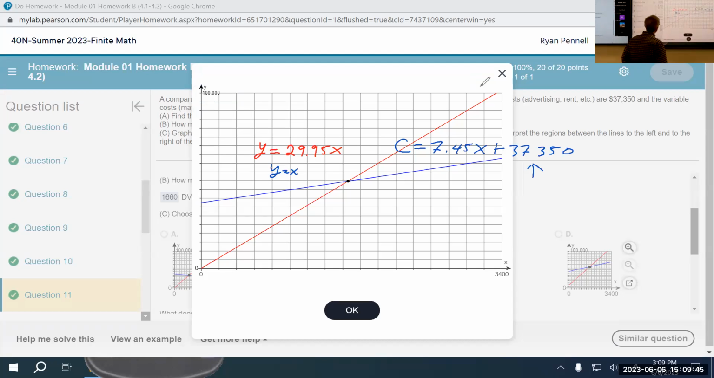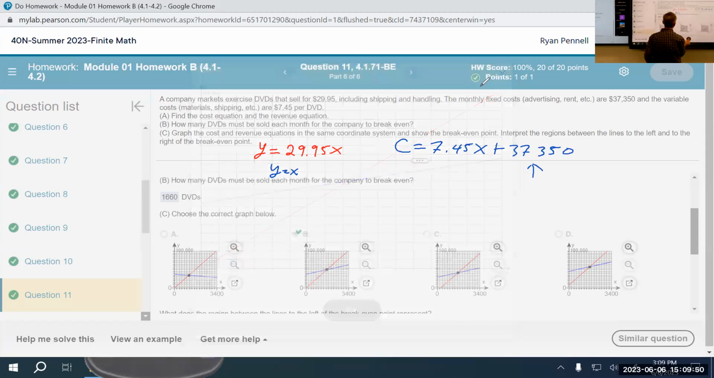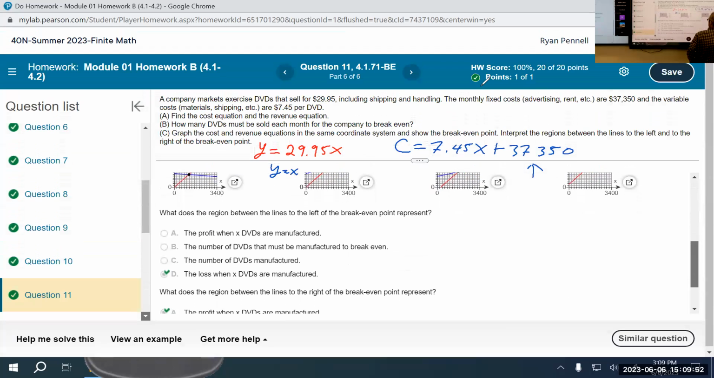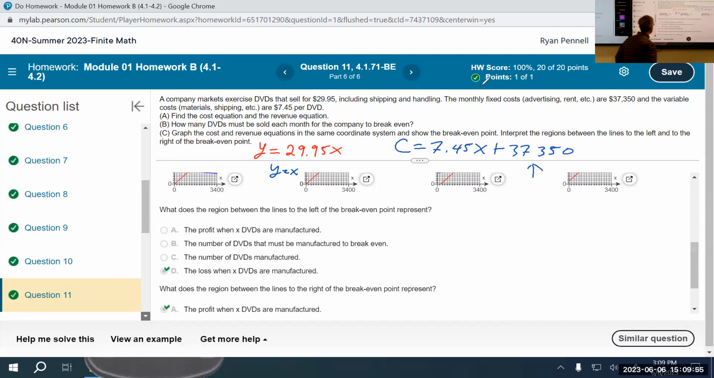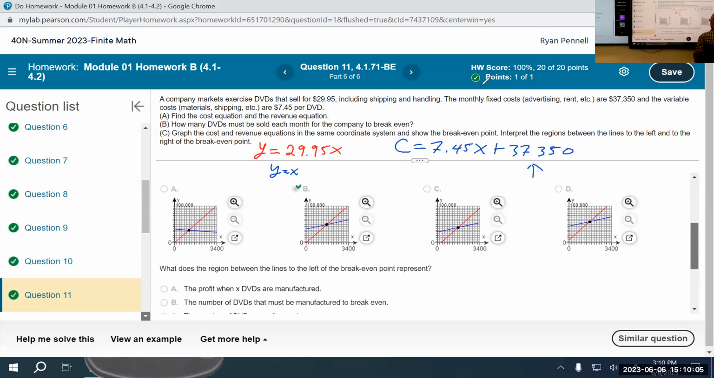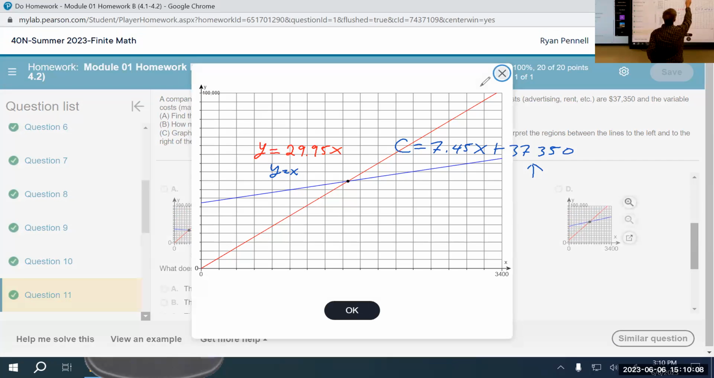And then there might be a portion where it asks us to interpret what this means. Let's see if I can pull that up for you. What does the region between the lines to the left of the break-even point represent? Try to explain that. So it's talking about this part. What does this part mean?